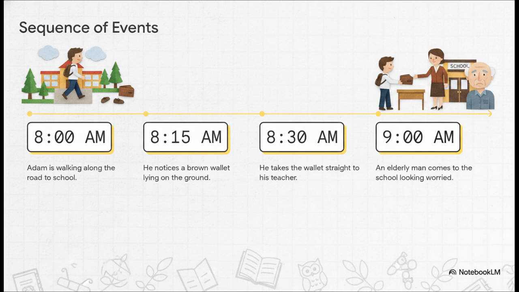The story slows down just a tiny bit to build some suspense around this discovery. But then, at step 3, Adam makes his move and takes it straight to his teacher. This immediately triggers step 4, the arrival of a very worried elderly man. The narrative velocity here is super efficient. It rockets us straight to the heart of the moral test.